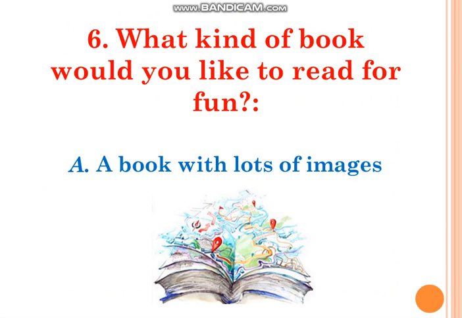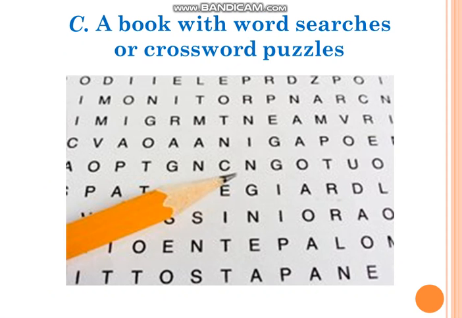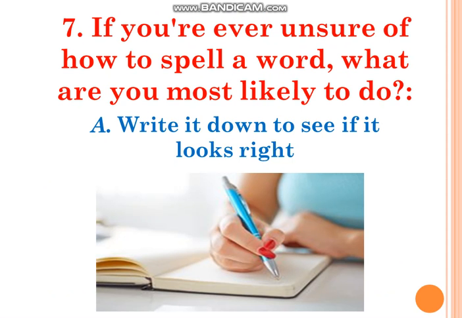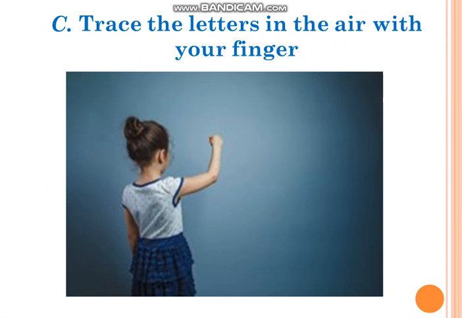What kind of book would you like to read for fun? A. A book with lots of images. B. A book with lots of words and details. C. A book with word searches or crossword puzzles. If you are ever unsure of how to spell a word, what are you most likely to do? A. Write it down to see if it looks right. B. Spell it out to see if it sounds right. And C. Trace the letters in the air with your finger.